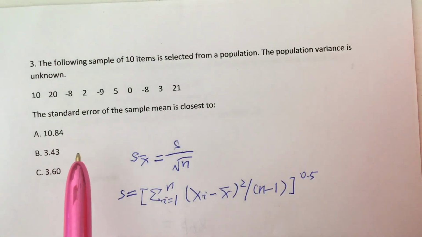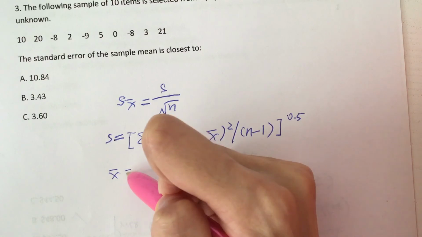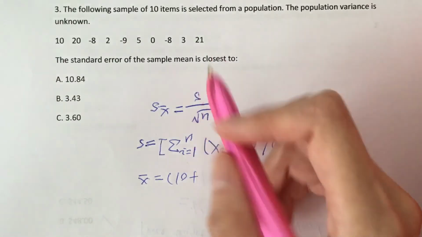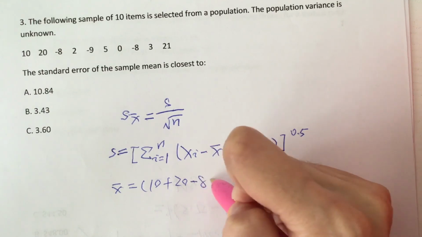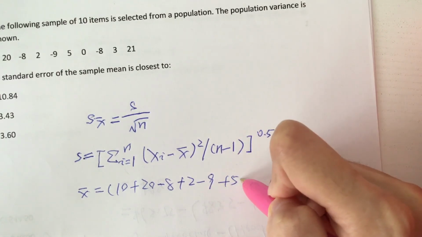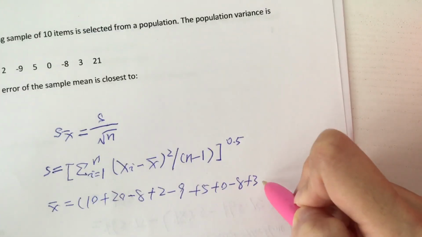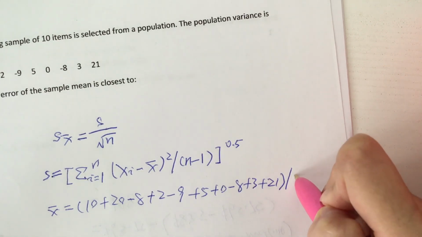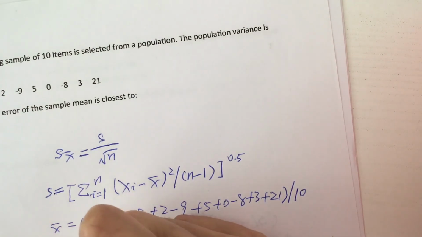And in this problem, we can calculate x bar equals 10 plus 20 plus negative 8 plus 2 negative 9 plus 5 plus 0 negative 8 plus 3 plus 21 divided by 10, and we get 3.6.